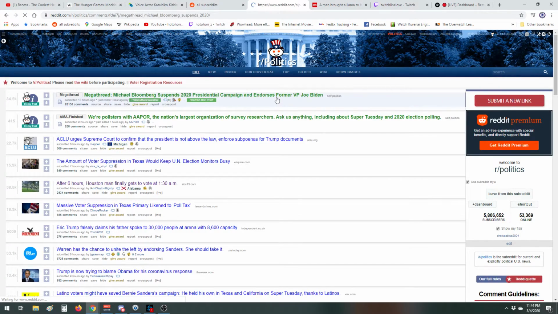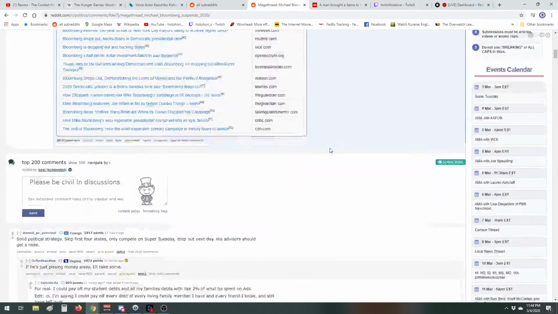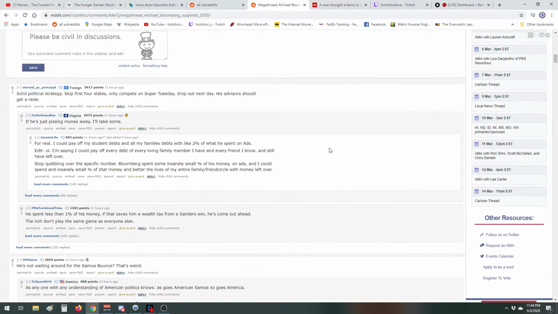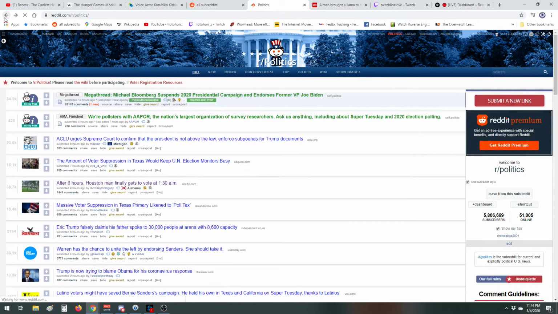So you see Michael Bloomberg leave the race. He endorsed Joe Biden. But of course, everybody knows that the only reason he was in the race in the first place was to stop Bernie Sanders from trying to win the Democratic nomination. It's also the reason why Pete Buttigieg and Amy Klobuchar dropped out when they did, so that the moderate vote would coalesce around one person, and that one person was Joe Biden.